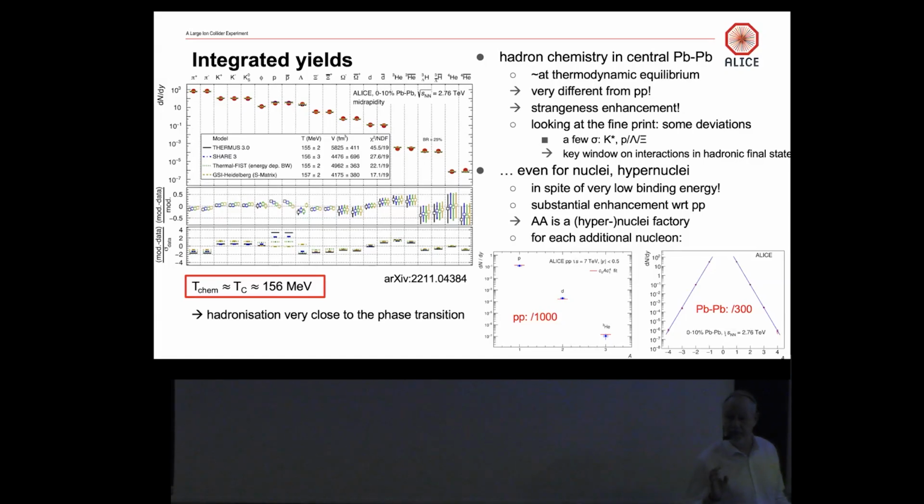In proton-proton we are very far from chemical equilibrium. And this is another way of looking at strangeness enhancement, in a sense. There are some deviations, and they are very interesting, because deviations from equilibrium carry a lot of information. If you are interested, we can discuss it. And this works even for nuclei and hypernuclei. This is amazing, because essentially we are at the phase transition, so it looks like there is an explosive hadronization, with the yields being determined at the freeze-out, very close to where the phase transition happens. And this works even for nuclei and hypernuclei, in spite of the fact that they have a very low binding energy. So the LHC is essentially a nucleus factory.